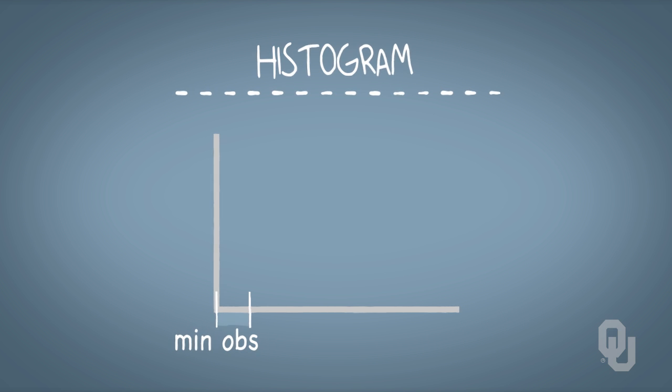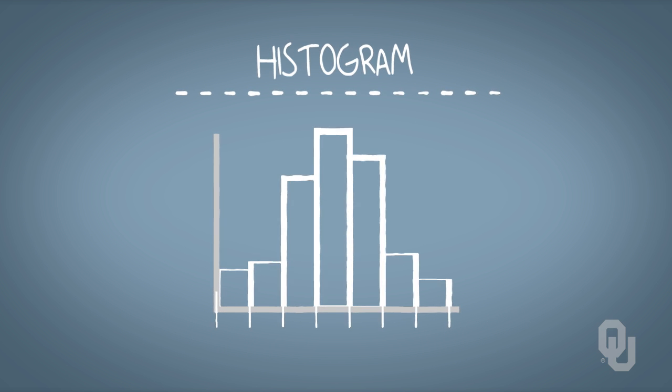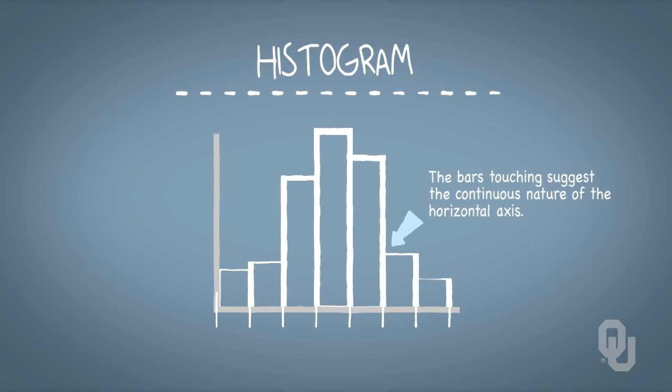Add to it the class width to generate the first class, then continue generating classes by adding the class widths until the number of classes is reached. Then count the number of observations that lie within each class and create a bar that corresponds to the appropriate frequency on the vertical axis. The appearance of the histogram differs from the bar graph in that the bars on the histogram should be touching, suggesting the continuous nature of the horizontal axis.